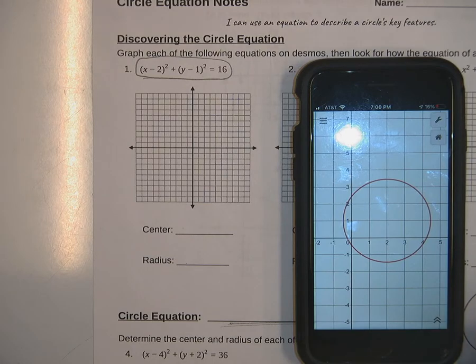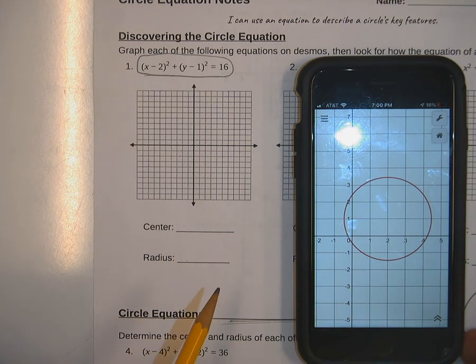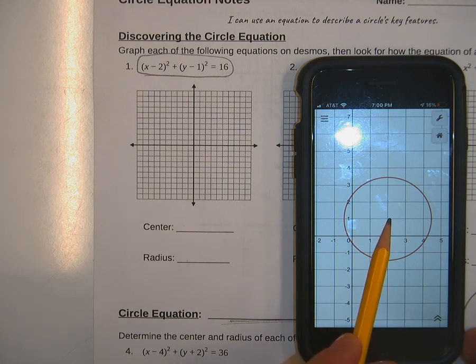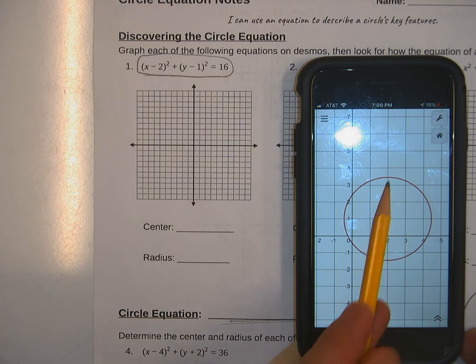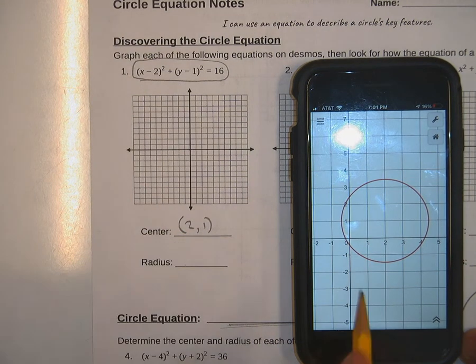All right, so I went ahead and did the first one here. I just pulled up Desmos on my phone and graphed it here. Looks like the center is right about there. That's a little bit more than 2 above and below. About the same right there. So 2, 1 would be its center. And the radius then, it's kind of hard to tell.